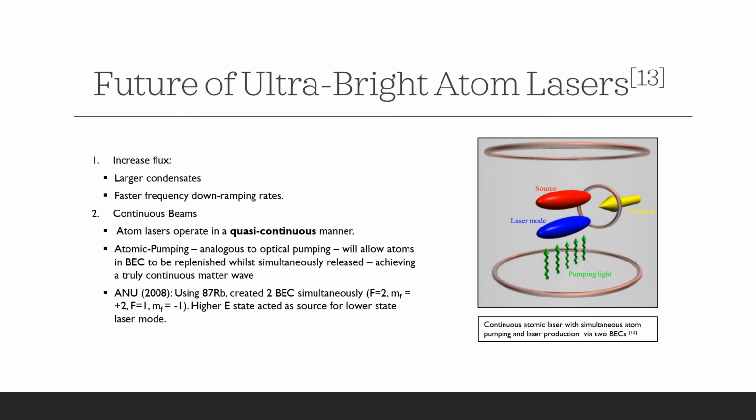This has been shown by a group in 2008 which used 87 rubidium atoms, and they created two condensates simultaneously, the top state acting as a source and the bottom state acting as the lasing mode. However, there's still limitations to this, as of course once the source is emptied, the lasing mode itself is then emptied. And so there's still work to do in regard to obtaining a purely and truly continuous atom laser.